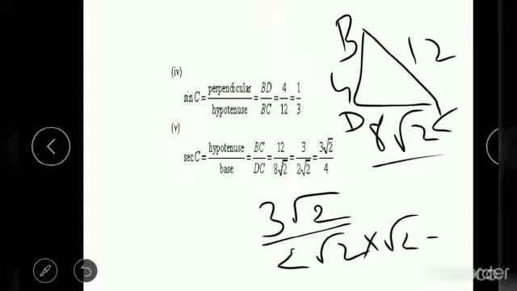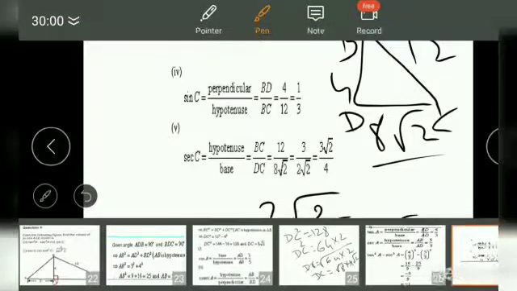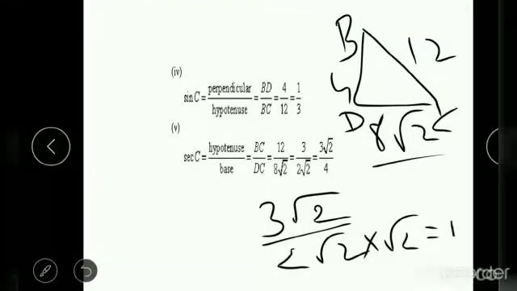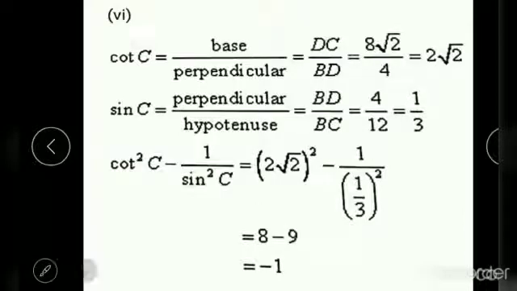3 into root 2 divided by 2 into root 2 into root 2. This can be written as root 2 square. This square and square root will get cancelled. So you have 2 into 2, that is 3 root 2 divided by 2 into 2 is 4. Okay, this is the answer for the fifth one. Okay, let's see the sixth one, cot C.